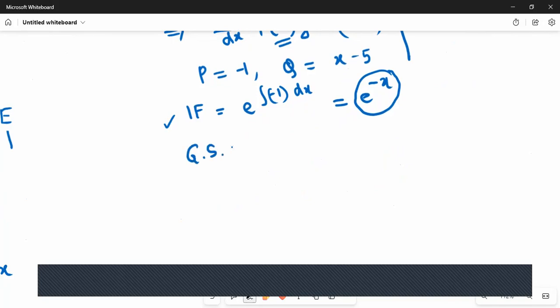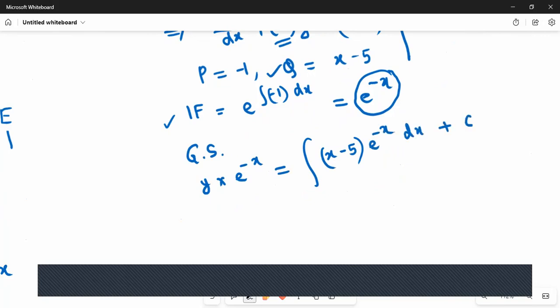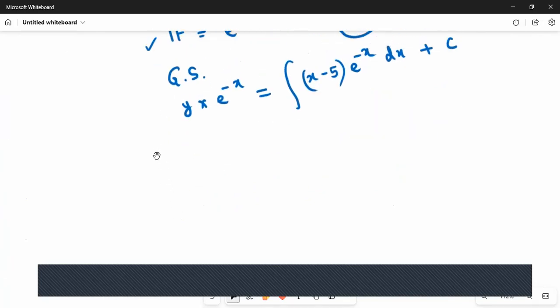What is the general solution again? y into integrating factor equals, directly you can write as I told you, integration of q, which is x minus 5, multiplied by e power minus x dx plus c. Okay, so next you will try to integrate. Again, you can integrate here itself, but it will be long, so better to write it as I plus c, which is equation 1.